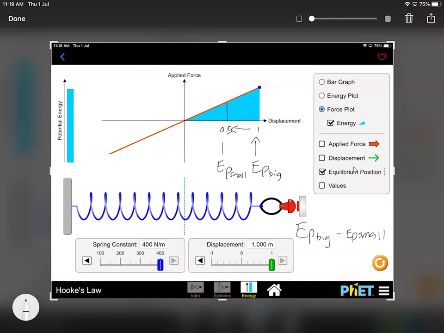Cool. But would you also agree with me that it's actually just this area over here? Yeah. So in other words, it's actually the big triangle minus the little triangle. Is it not? So it's the area under the big triangle minus the area under the, that's an ugly triangle.